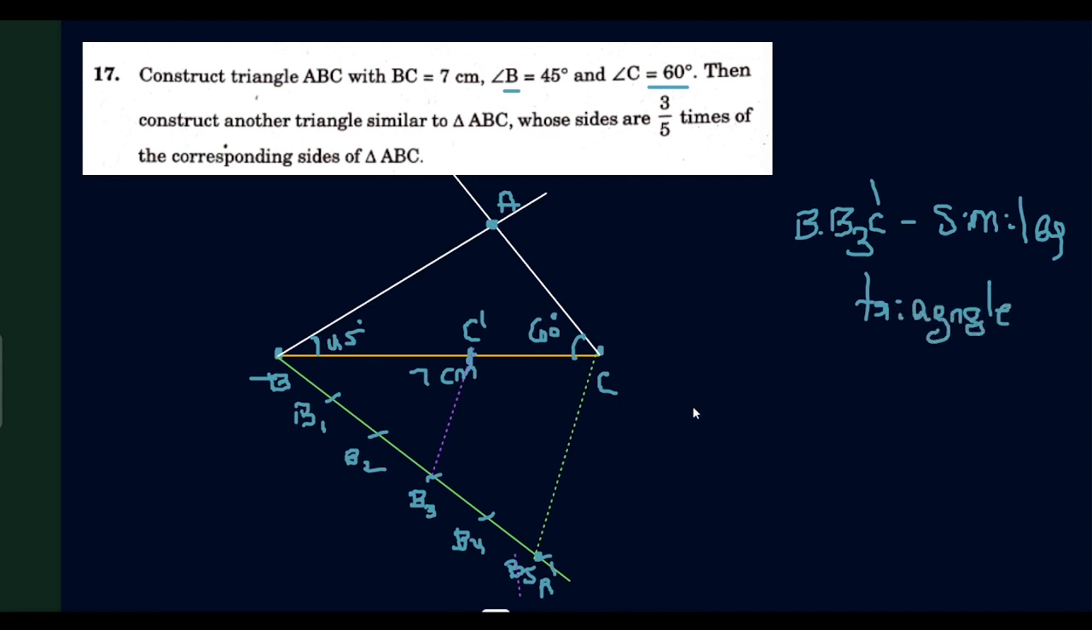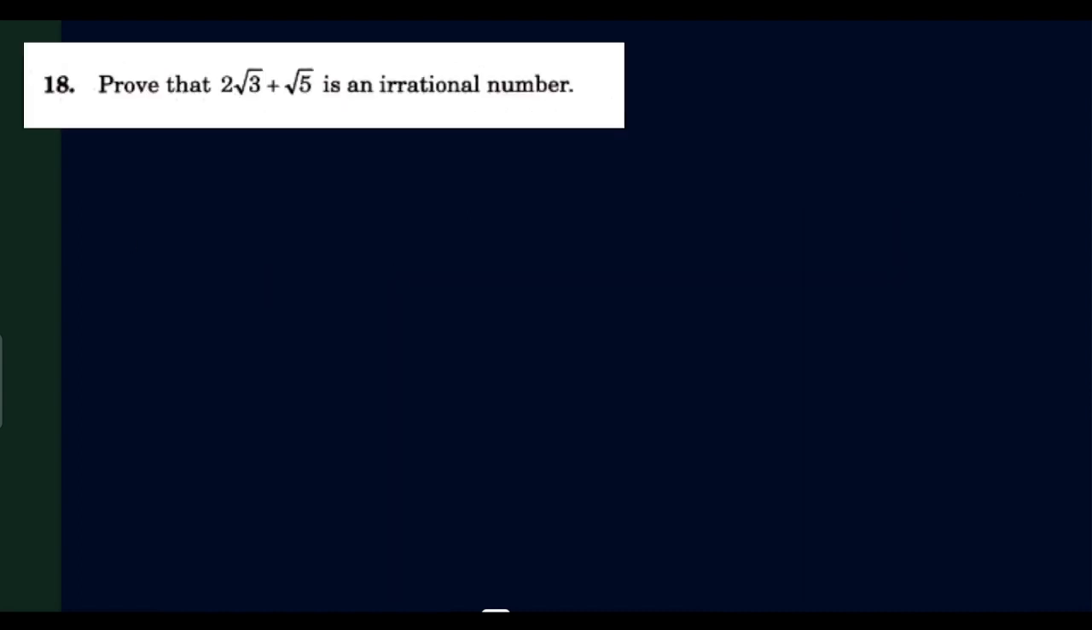So B3C dash is similar to ABC, right? Hence proved. For this construction, you'll get 6 marks. Got it? Now let's see the next one.